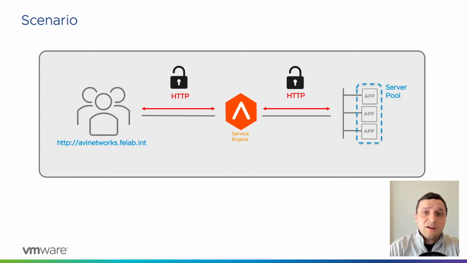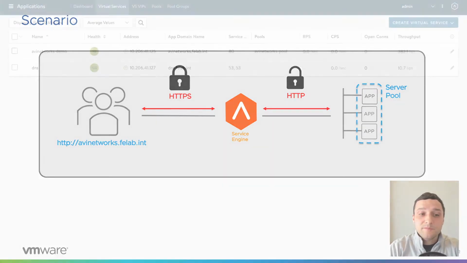But we want to now add some encryption. So our clients will communicate HTTPS to the AVI, and AVI will communicate HTTP to those backend servers. This is commonly referred to as SSL offloading, where the encryption and decryption operations will be handled by the load balancer, or AVI in this case, instead of those backend servers. So let's jump into the configuration.